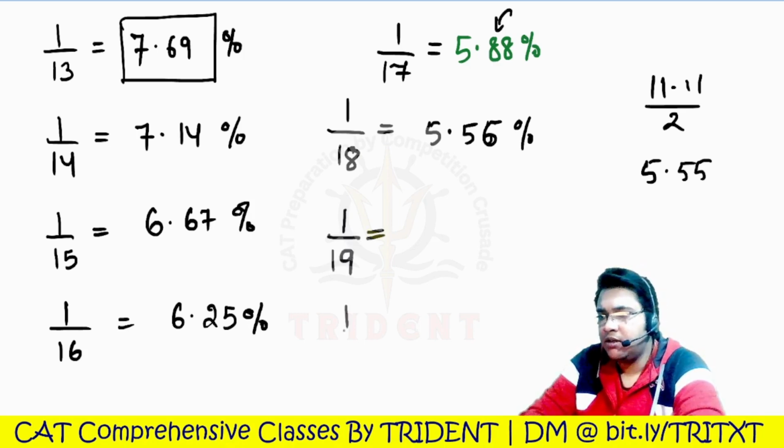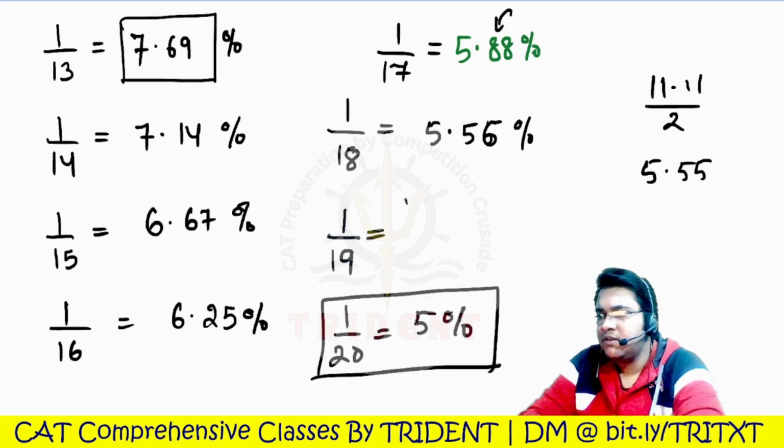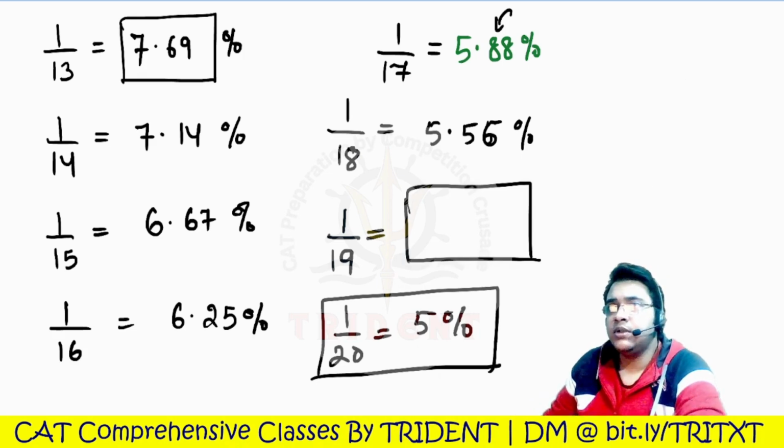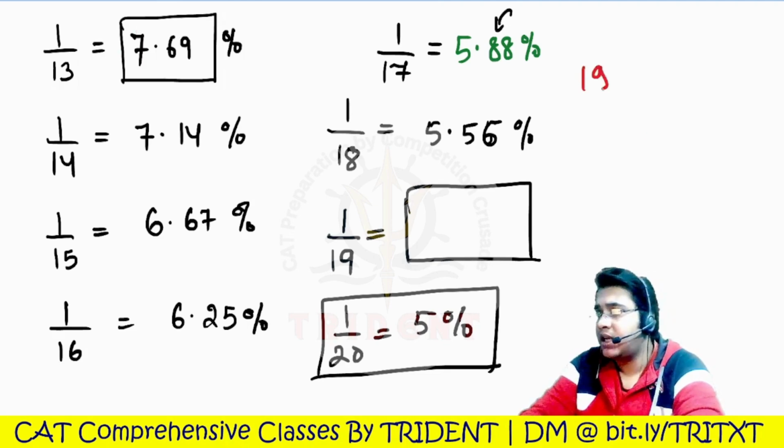1 by 19 we'll have to calculate, and 1 by 20. 1 by 20 for a fact we know is 5%. So 1 by 19 is 5 point something something. What that something something is, we'll calculate. And I'm showing you the division method for a simple reason. I want you to be acquainted with the division process also. If the tables of 19 and all scare you, this is the best time to get rid of that.